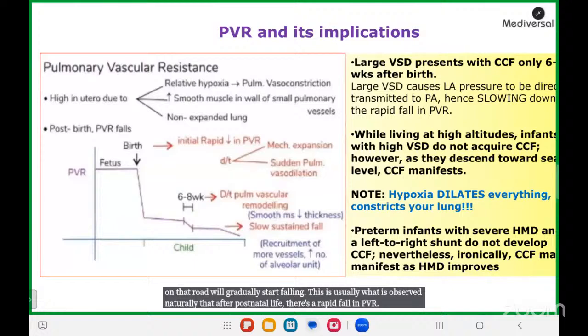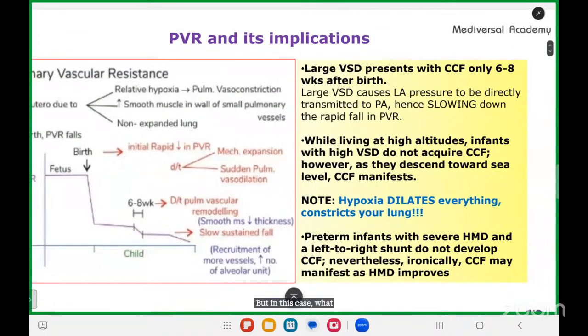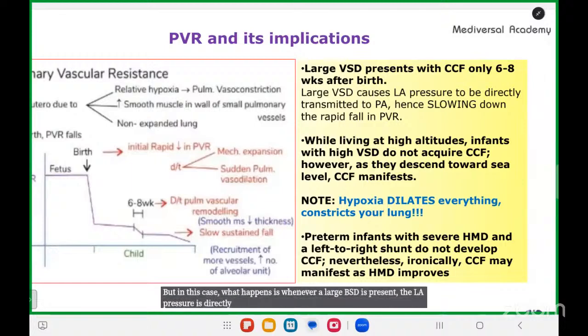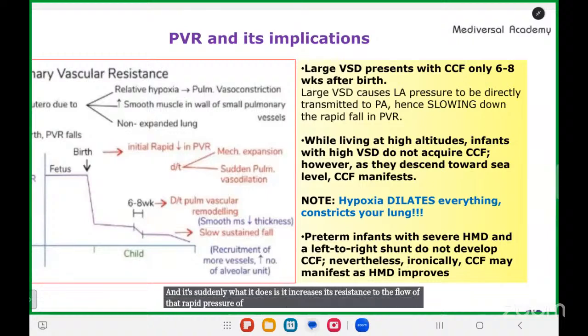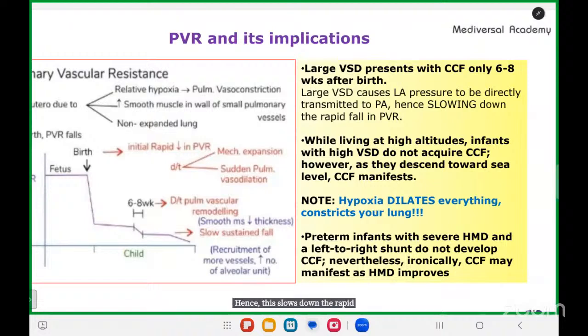But in this case, whenever a large VSD is present, the LA pressure is directly transmitted to the pulmonary artery pressure. The pulmonary artery, which was supposed to receive blood very slowly, because postnatal, it needs to open up gradually, suddenly finds a huge pool of blood coming, and it increases its resistance to the flow of that rapid pressure of blood transmitted from the left atrium. Hence, this slows down the rapid fall in the PVR and thus does not manifest congestive cardiac failure.